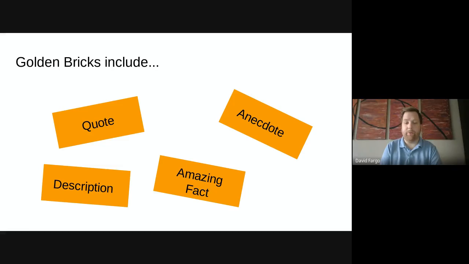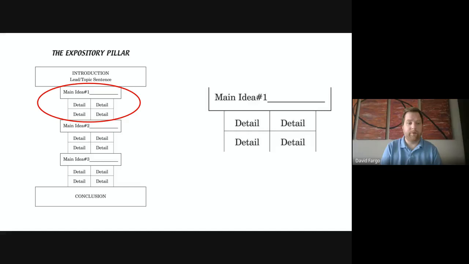So these are the 4 that we're going to focus on. But for today's lesson, I just want to focus on these 2: quotes and descriptions. I'm going to talk a little bit more about anecdotes and explain what those are, and more about amazing facts in a future lesson. Today, the golden bricks we're going to focus on are quotes and descriptions.